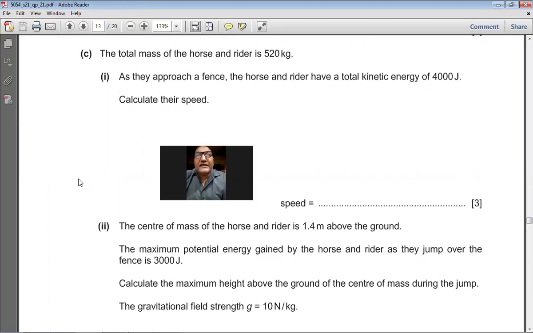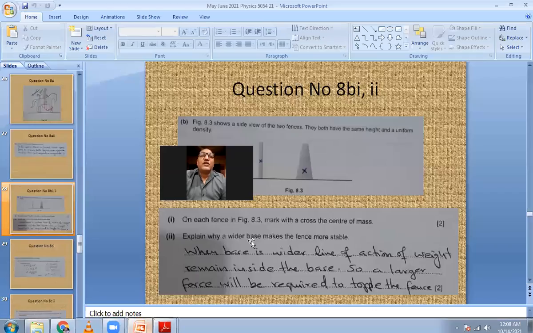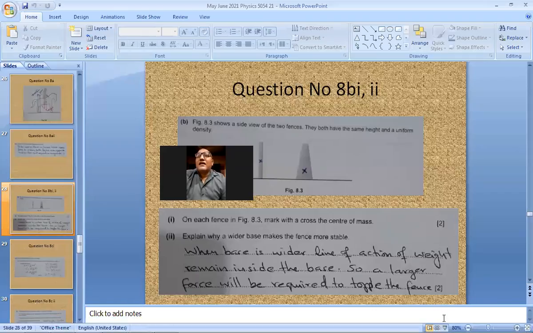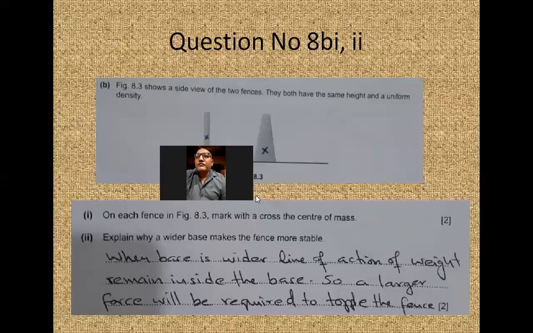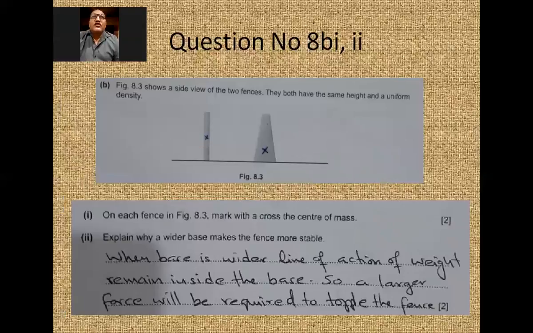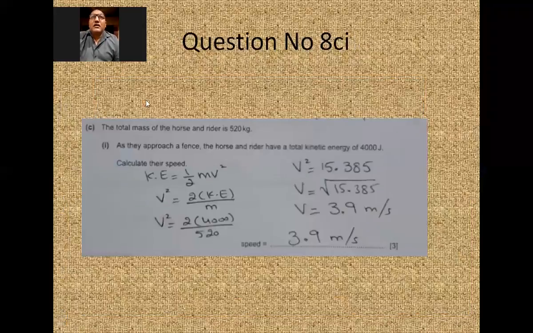You know, the kinetic energy is equal to 1/2 mv squared. We know the kinetic energy, we know the mass, so the v can be found. It's a 3 marks numerical. Let me show you my work. And let's see what we can do. Here we go.